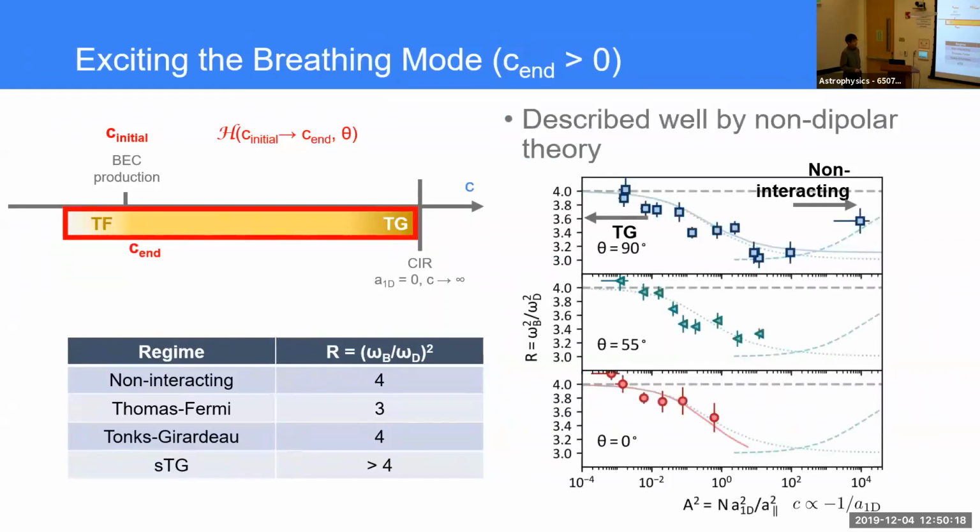So here I'm showing the same plot, R on the y-axis and C on the x-axis. And our collected oscillation data for all three dipolar angles seem to be described quite well by the non-dipolar theory, which is shown in teal here. So we also try to account for the short-range dipole-dipole interaction. So this is the solid line in blue and red. And then you can see that the correction is quite minuscule and we can't really resolve that in our experiment. So there is really kind of no surprise here.